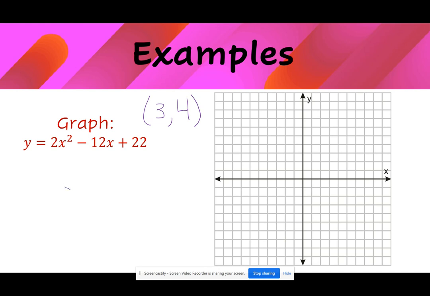Now we're going to make our table, x and y. I'm going to plot my 3, 4. We can choose 2 or 5. I'm going to choose 2.